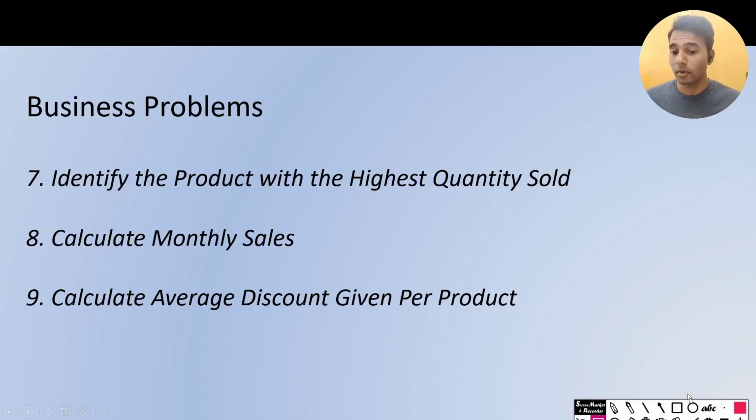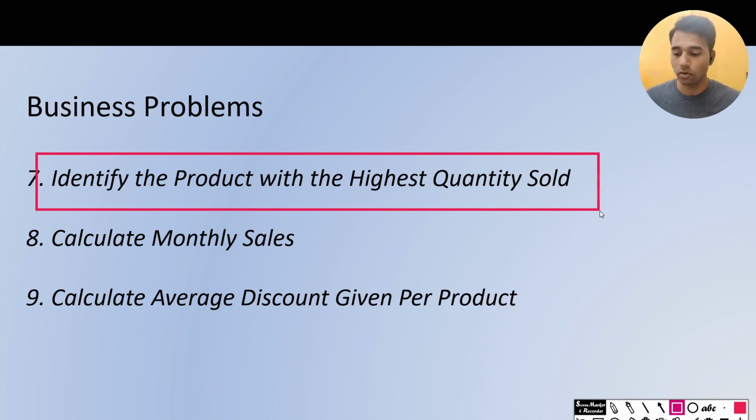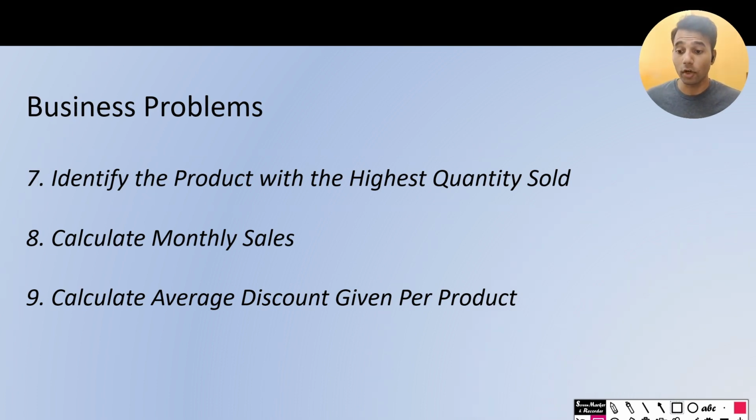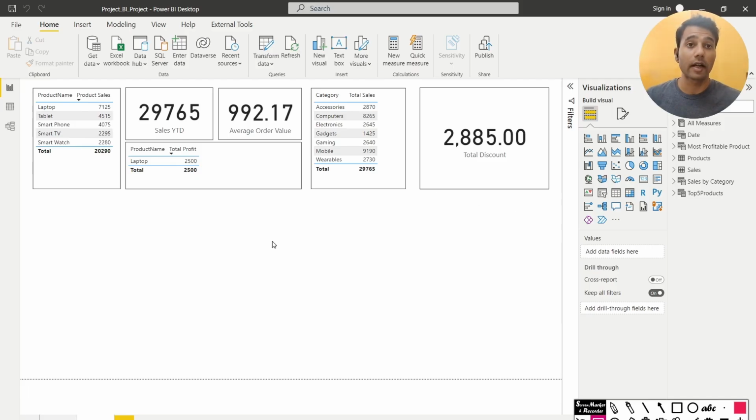So the first problem that we have to solve is to identify the product with the highest quantity sold. Now if you have watched my second video, in which the problem was to identify the products with the highest sales amount, if I simply change one parameter in it, using the sales quantity as the argument instead of sales amount, I'll get the output. So how are we going to do that? Let's use the summarize function and the top N function.